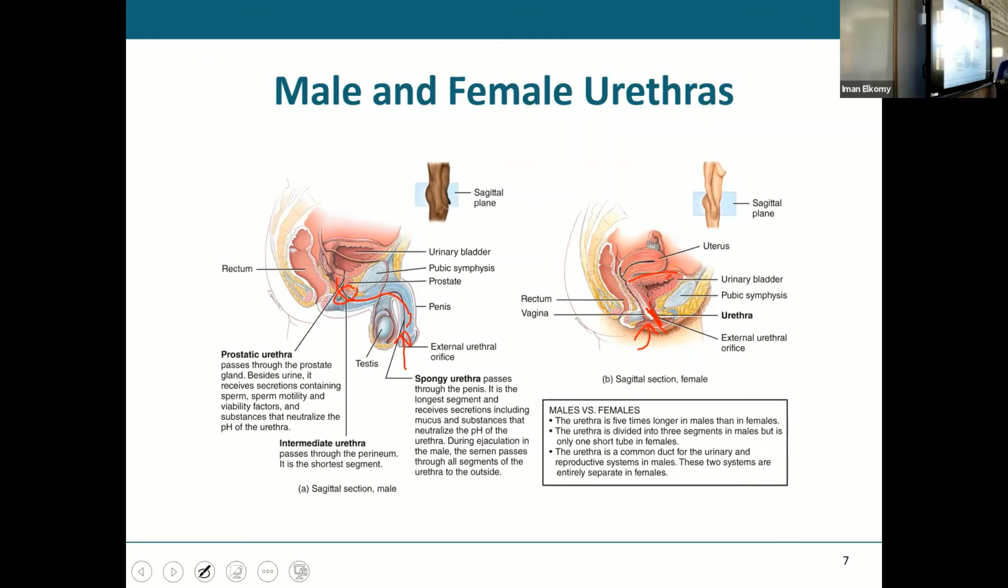And then over here we have a little square that tells you that the male urethra is 5 times longer than the female urethra, and that there are 3 segments to the male urethra and only 1 short segment in the female, and that in males, the urethra is the common duct for urinary and reproductive systems. In the females, it is completely separate.